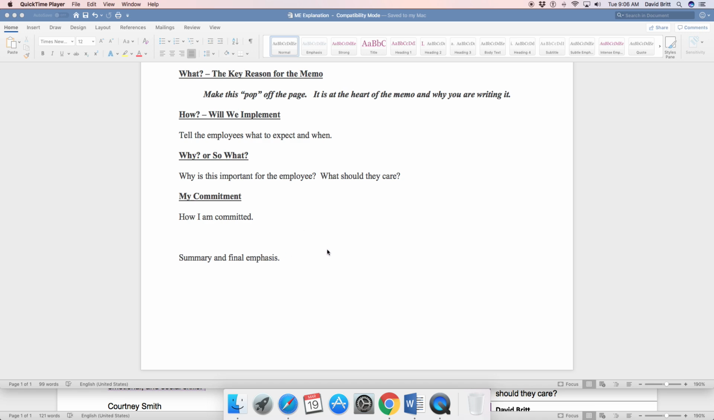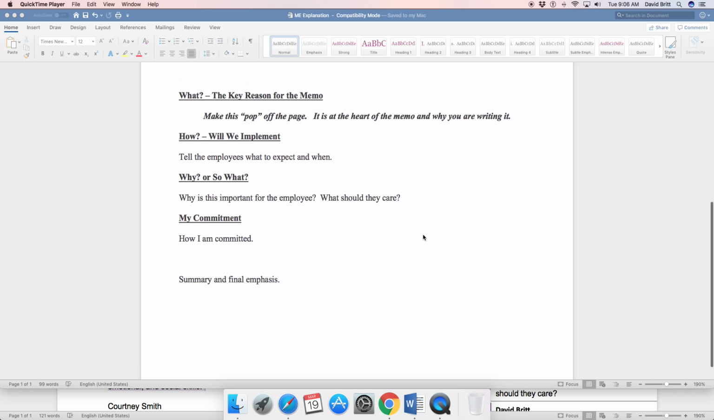And then finally, just some summary and final emphasis. Now, again, this doesn't have to be very long, but it has to be very clear. So if you want to do that, make sure that you use headings as you go forward. Hopefully this didn't ramble too much. But again, I have a passion about these subjects because you have very few opportunities as a leader to communicate to your employees. And when you do so, you need to make sure that you're very, very clear.